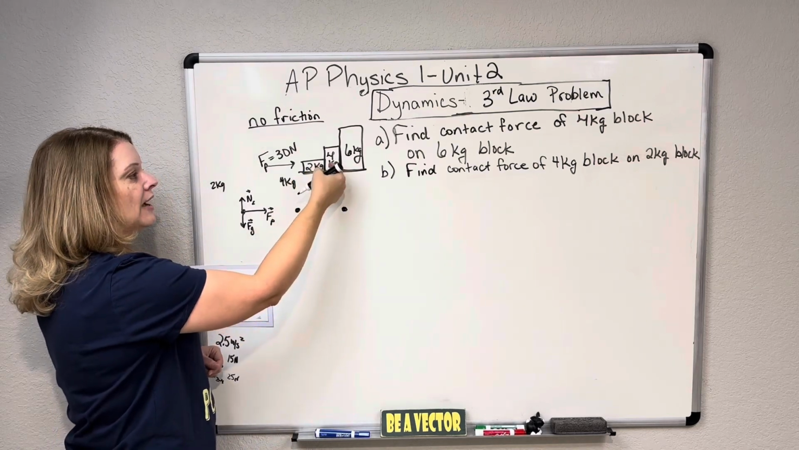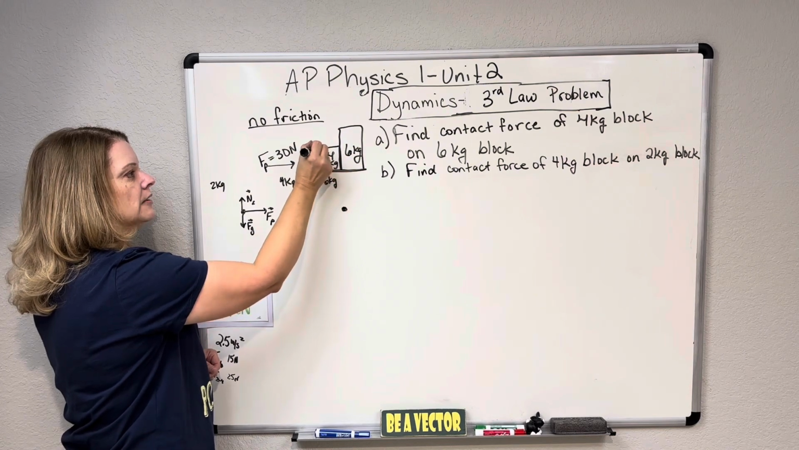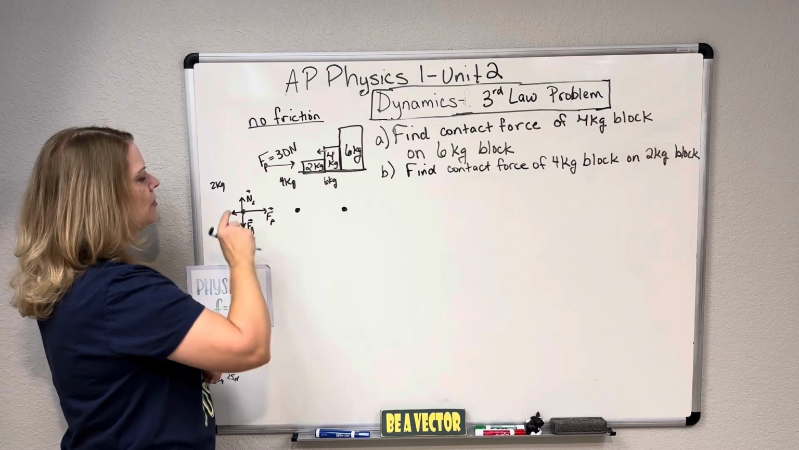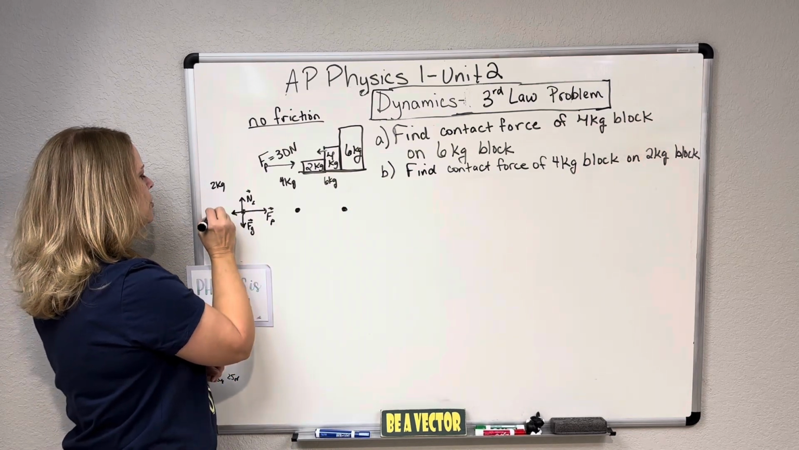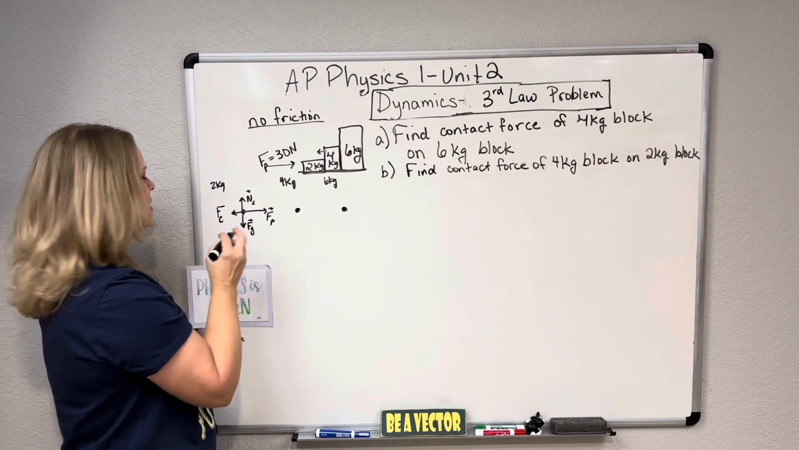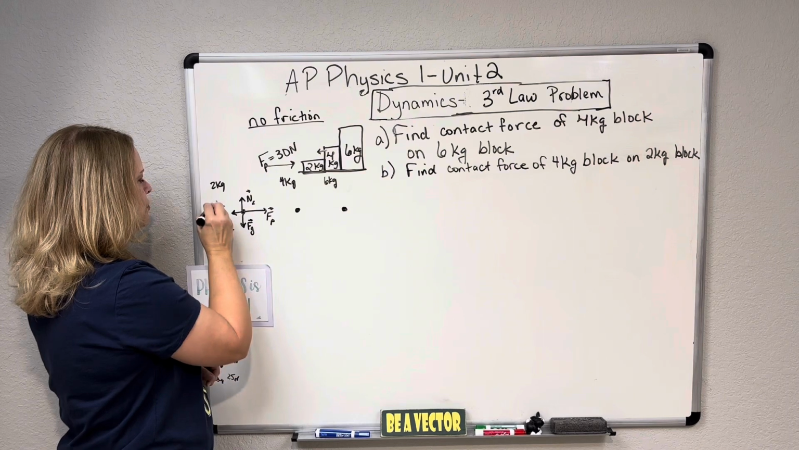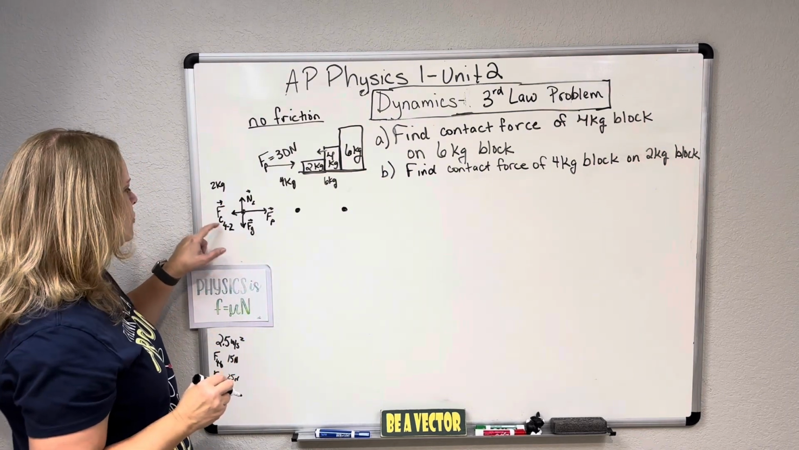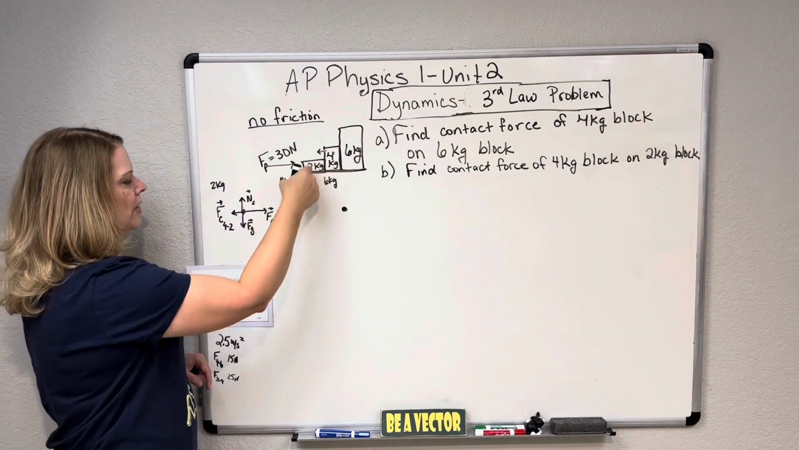Now we also have a 4 kilogram block that's pushing back this way on the 2 kilogram. So I'm going to put that in here. I know it's accelerating to the right, so I know these are unbalanced, and I'm going to call that a contact force. And I'm going to call it contact force, the 4 block on the 2 block. So we have kind of a subscript to our subscript. All right, so contact force, and that's the 4 block on the 2.